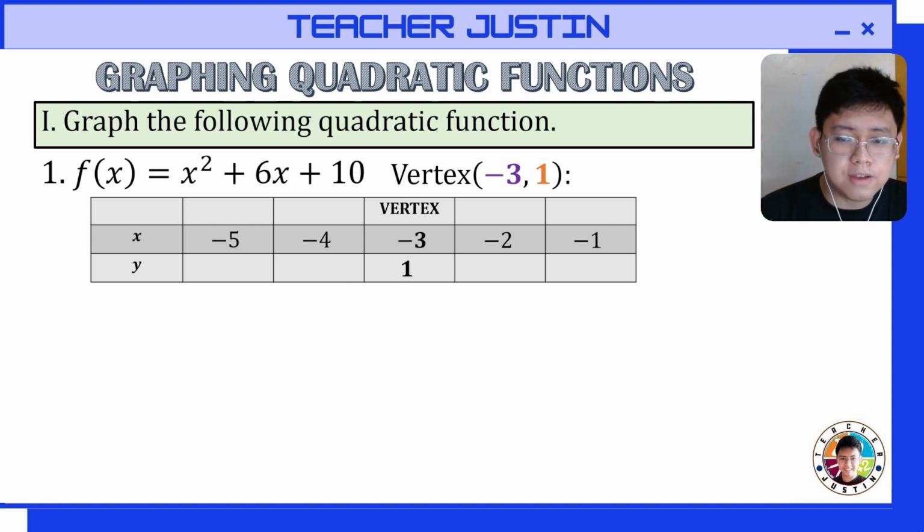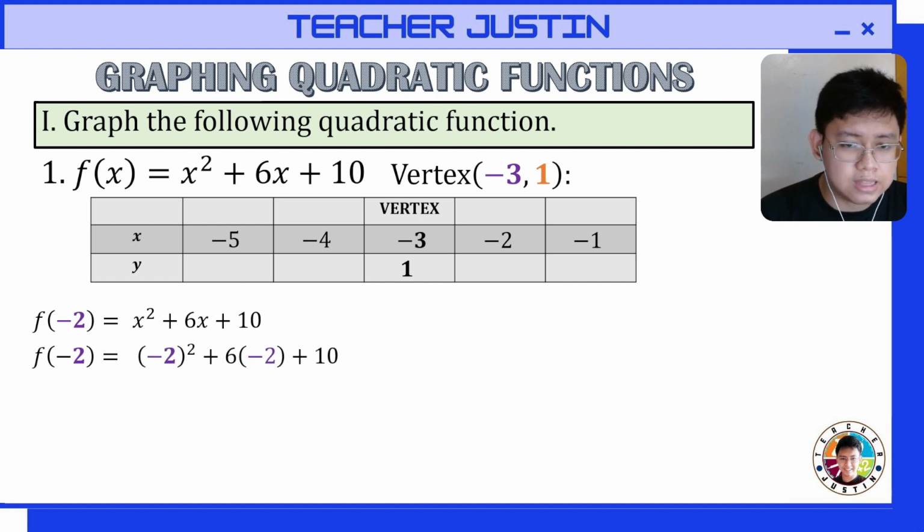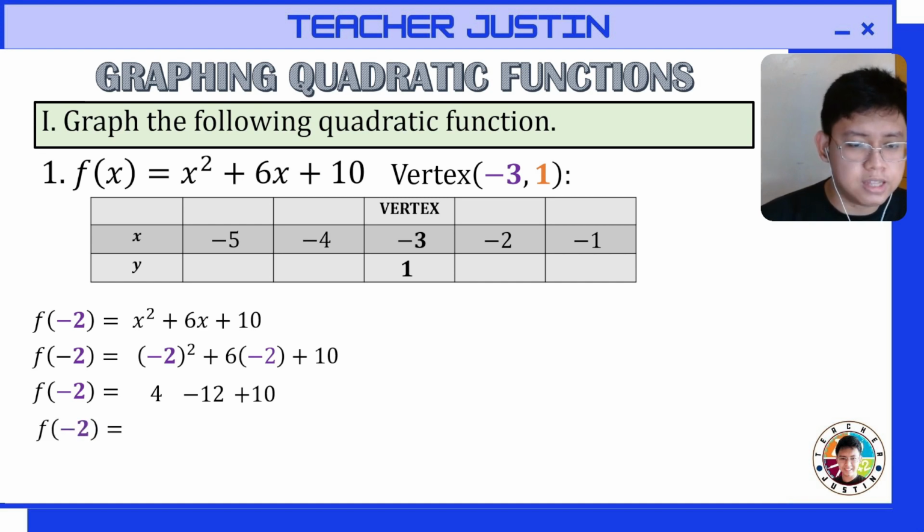So, first, we have negative 2. So, f of negative 2, substitute natin siya sa ating original quadratic function. So, let's replace all variable x by negative 2. We will have f of negative 2 is equal to negative 2 squared will be 4. 6 times negative 2 is negative 12. And, kopyahin lang natin si 10. Let's combine 4 minus 12 plus 10. That will give us the value of f of negative 2, which is 2. So, yung value ng y natin, if x is negative 2, is going to be 2.